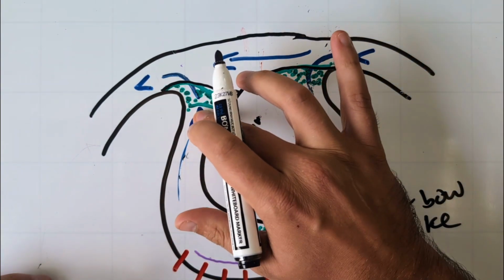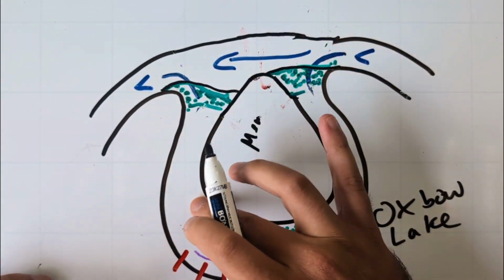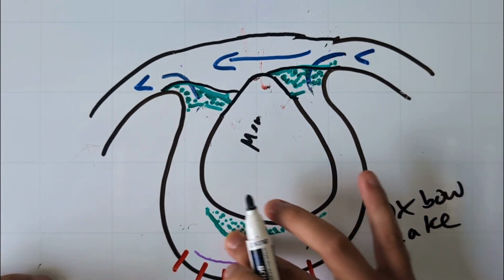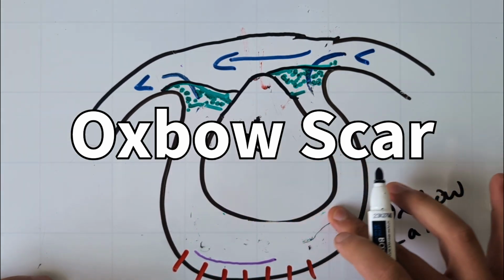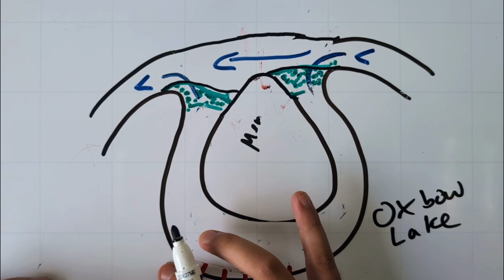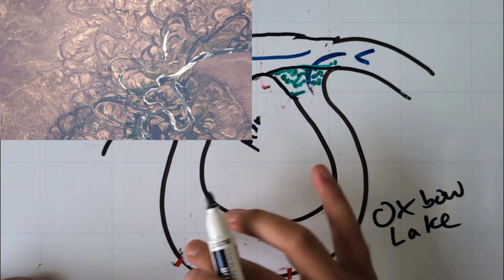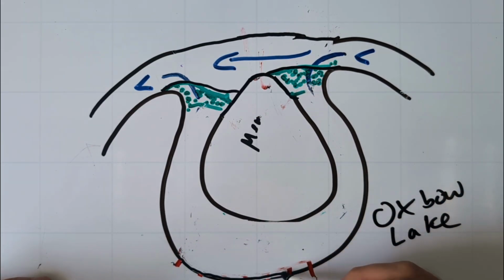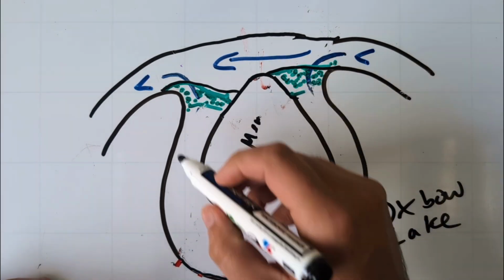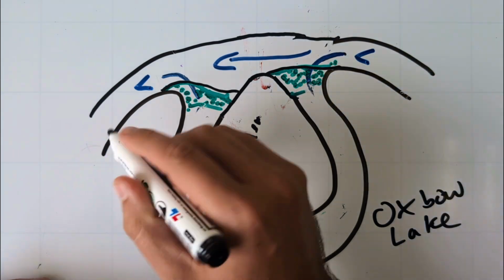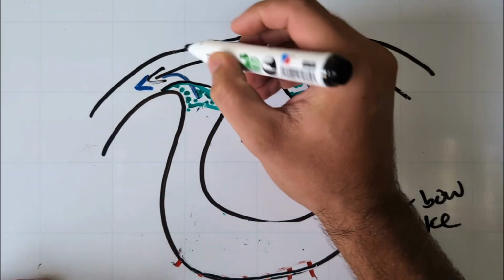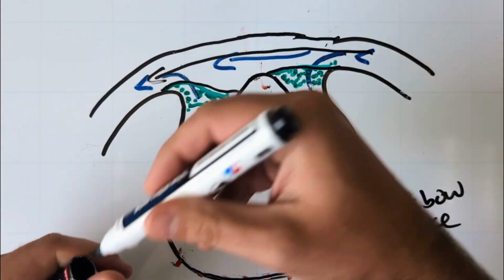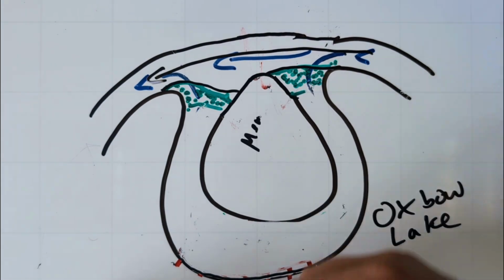Eventually, the oxbow lake will dry out and it will form an oxbow scar, okay? And the meander process will start all over again. This oxbow scar will be left behind. The river is now a lot straighter than it once was. And then this meander that you now see will start to form another meander through erosion and deposition.